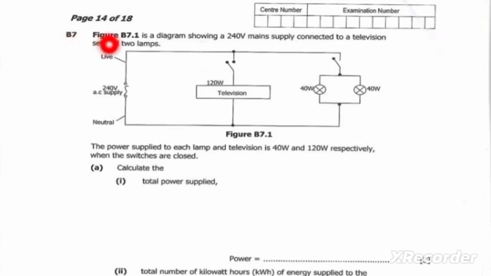Question B7, figure B7.1 is a diagram showing 240 volts main supply connected to a television set and 2 lamps. The power supplied to each lamp and television is 40 watts and 120 watts respectively. When the switches are closed, calculate Roman numeral 1, total power supplied.